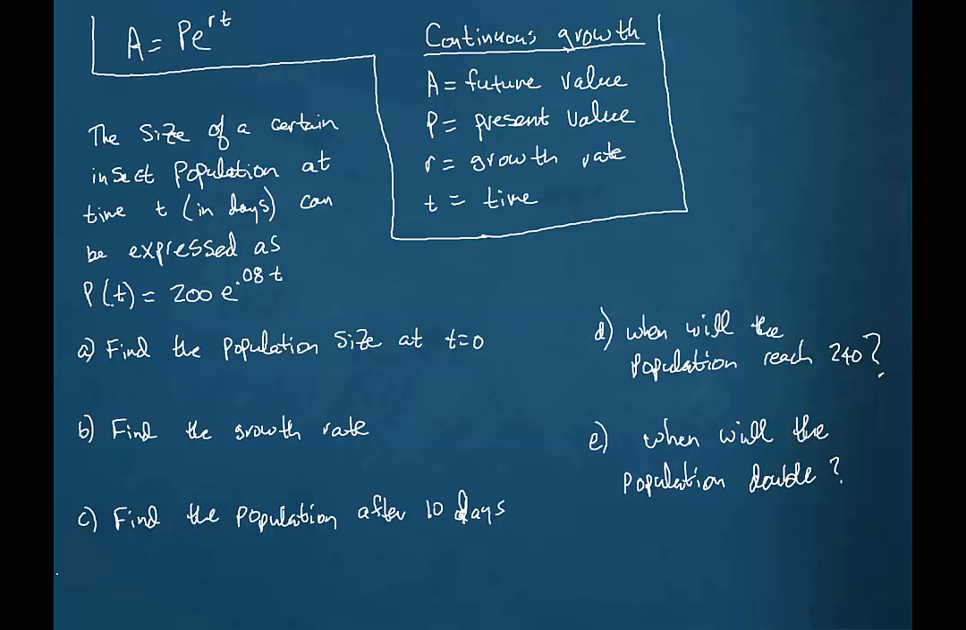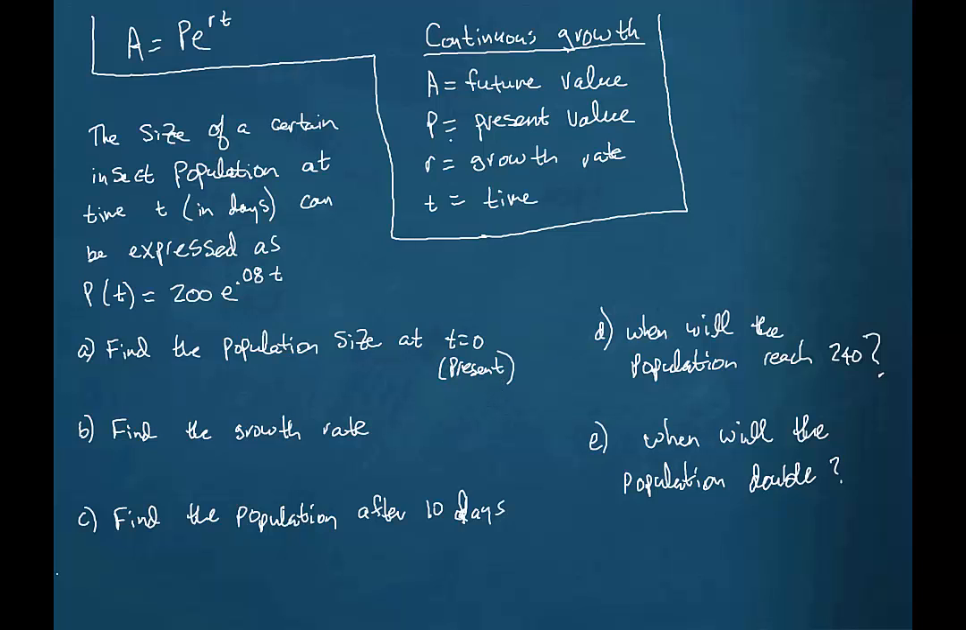Let's suppose that the size of a certain insect population at time t in days can be expressed as P of t, so in other words, the population at a given time, so this is just function notation, equal to 200 times e raised to the 0.08t. So we're supposed to find the population size at t equals 0. Now, t equals 0 would mean at the present, so right now.